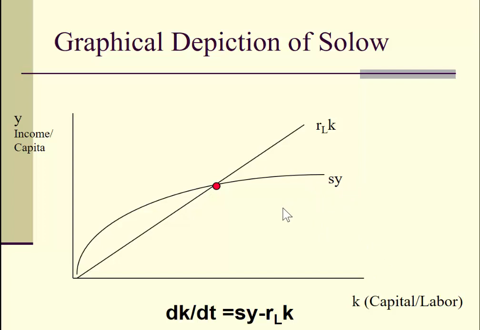That's the rate of growth of the economy. So the rate of growth of capital per labor is equal to S times Y minus RL times K. The negative part comes from population growth. The positive part comes from the growth of capital. It really looks a lot, and is a lot, like our old Malthusian trap. So here's a point where the economy won't grow.